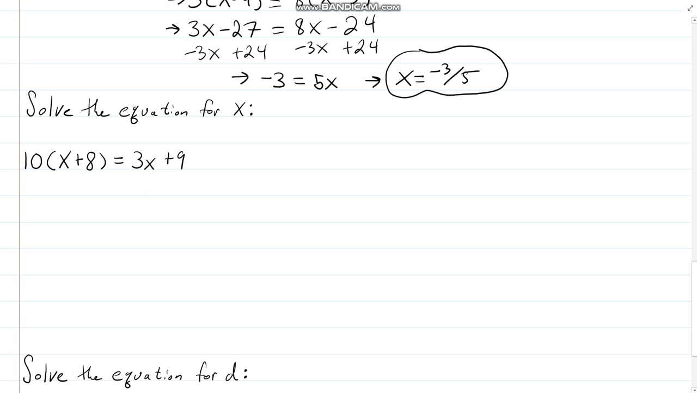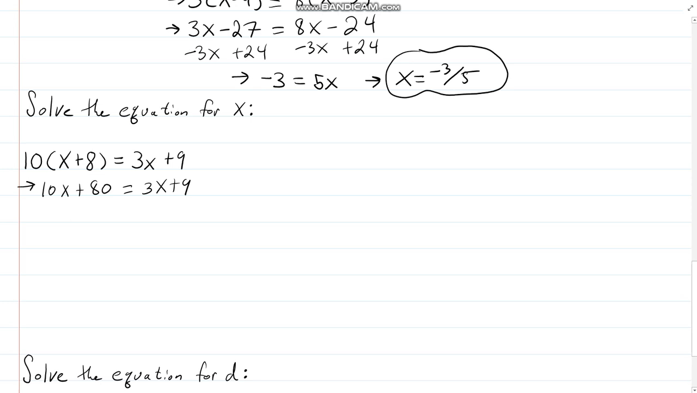Let's continue our discussion with solving linear equations. So in this example, I want to distribute the 10 with 10x and 10 times 8. So I will have 10x plus 80 equals 3x plus 9. And now I want to isolate the x as best I can. And so I need to get rid of this 80.